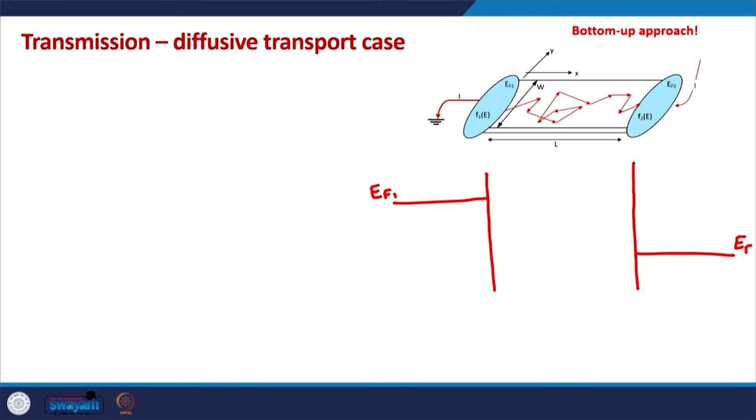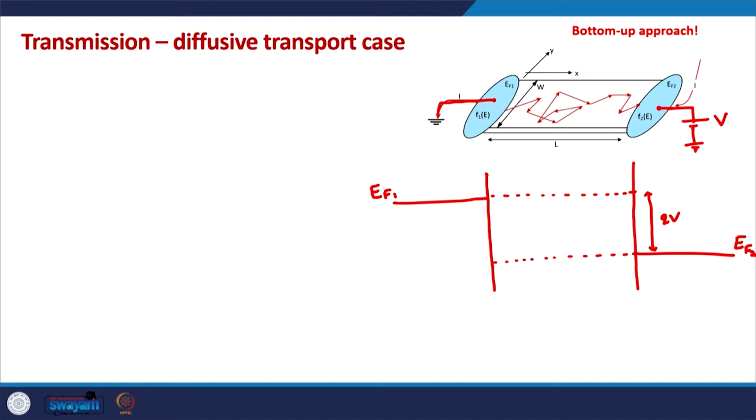We have EF1 and EF2; these are the EF1 and EF2 levels. The applied voltage across the device is q times V. Let us say we have applied a voltage: we have grounded the source side and we have applied a battery of voltage V on the drain side. The source side is grounded.